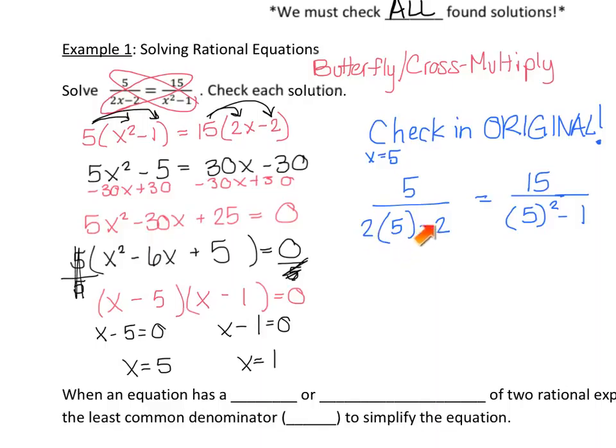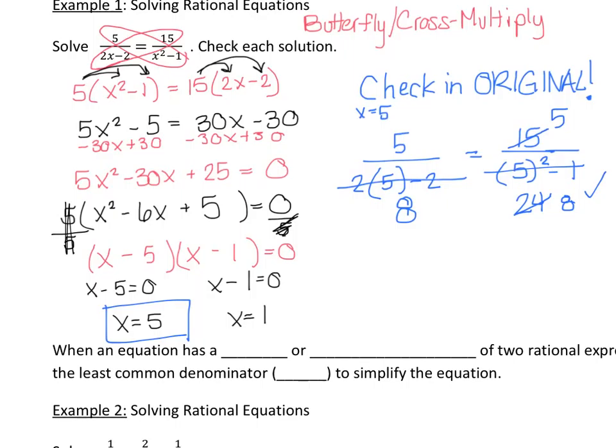Let's look at this first denominator. 10 minus 2 is 8 as the denominator. Okay, so let's look at the other denominator. 5 squared minus 1 is 24. Can we reduce 15 over 24? Yes, divide both of them by 3. We get 5 over 8. So that one's true. 5 over 8 equals 5 over 8. So that one is an answer. We don't know about the other one, though. So we can move on.